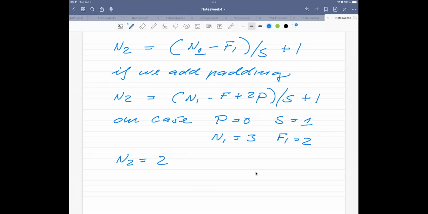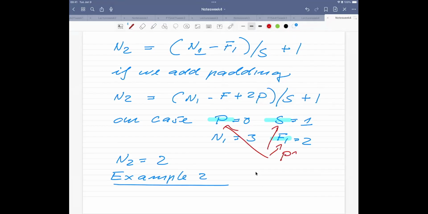So a typical other example, if we now play around a little bit with this. Let's also mark that P and S, and also F, are parameters which are set by the architecture. So these are not trainable parameters. These are parameters not to be updated.